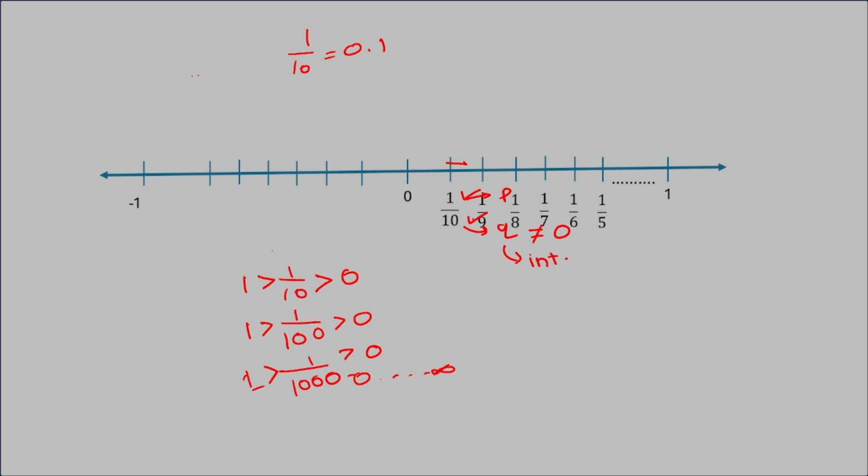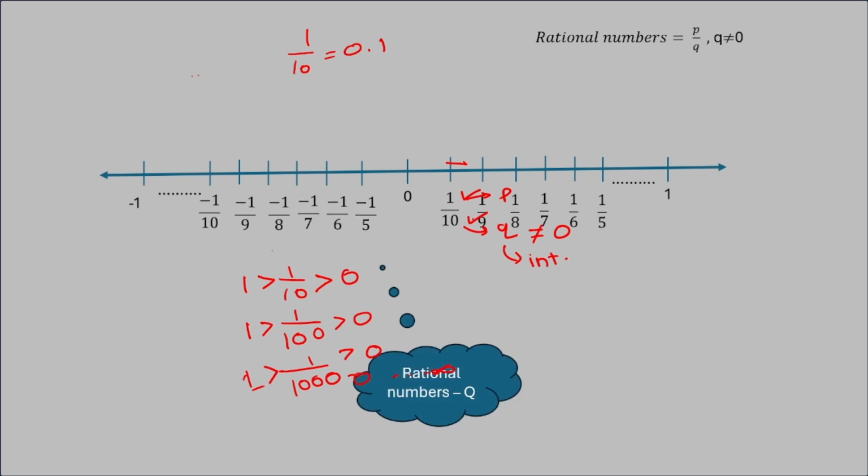And similarly, from 0 to minus 1, the negative part of these numbers will be available. That's why we call them rational numbers, which can be written in the p by q form, where q should not be equal to 0. And it is denoted by the letter capital Q.